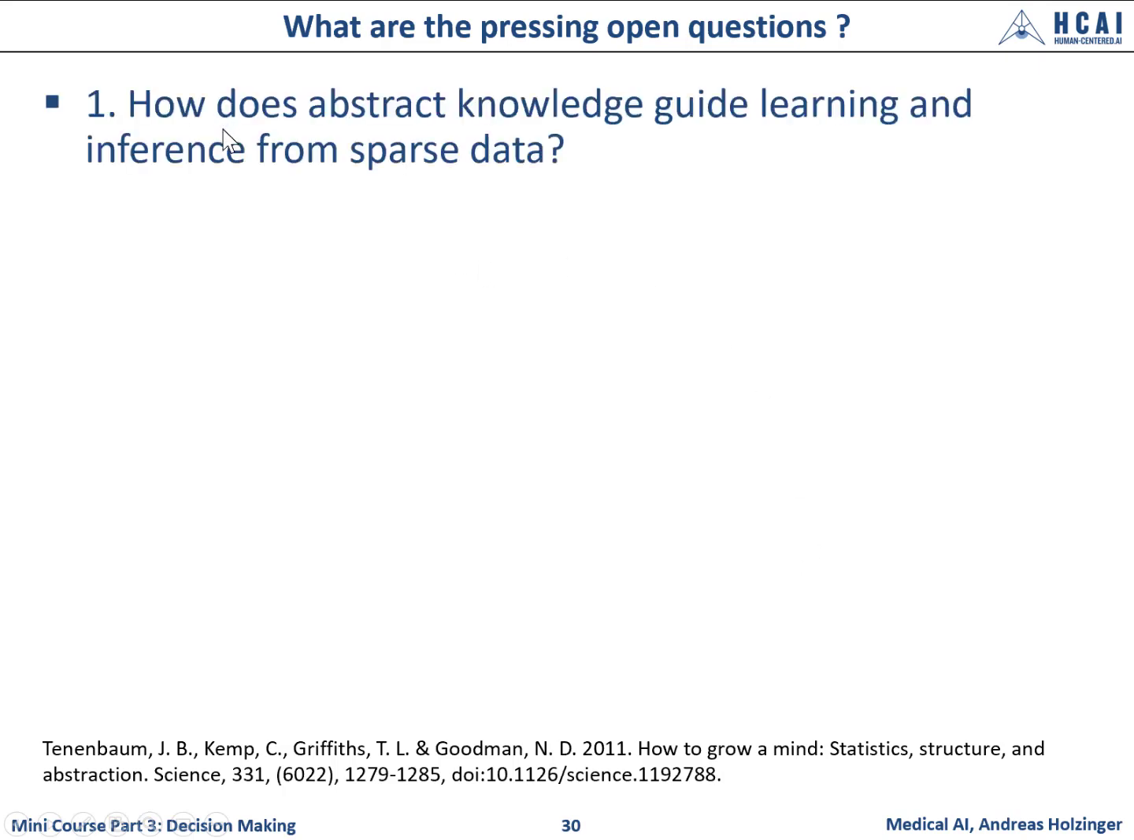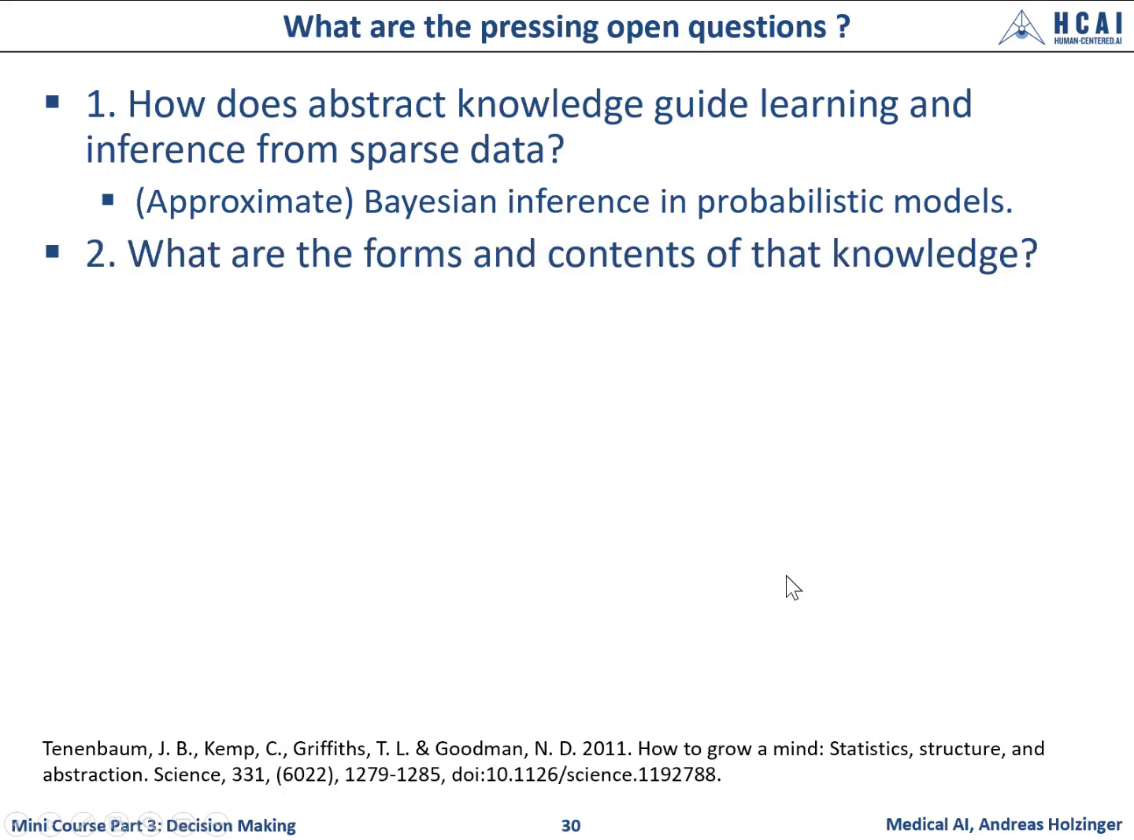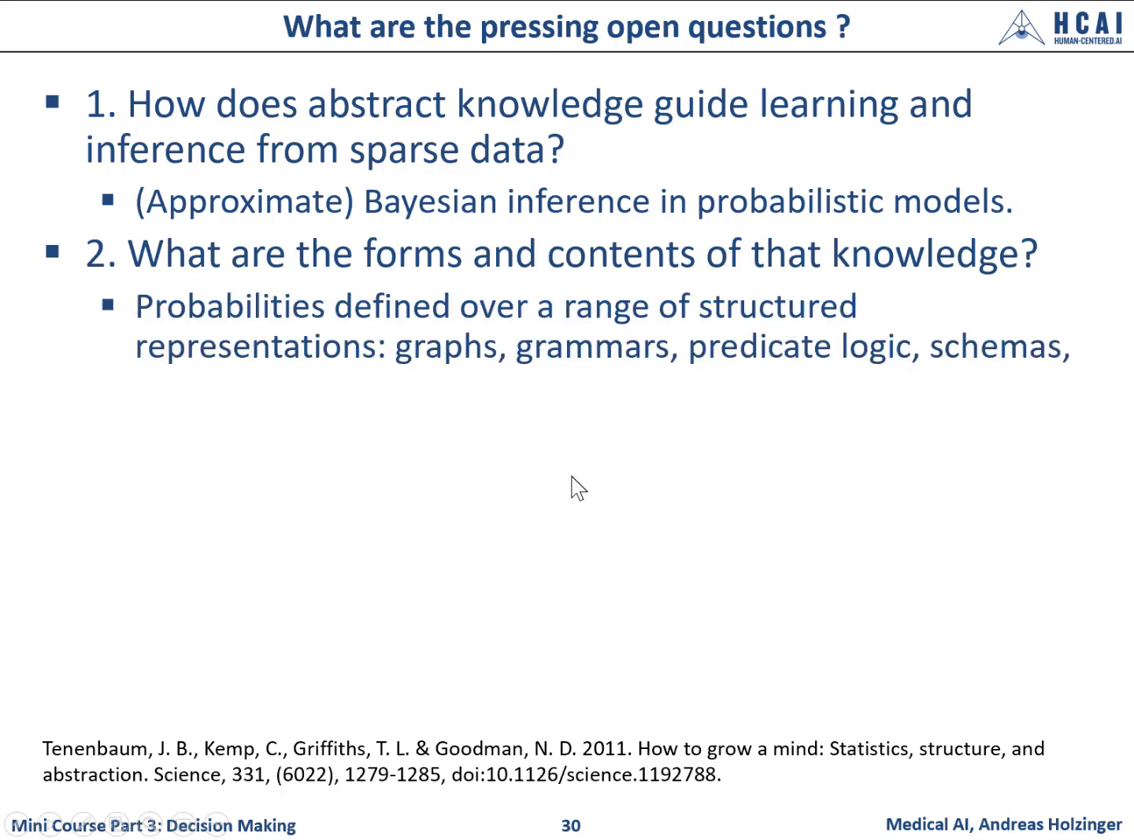For example, the first is, how does abstract knowledge guide learning and inference from sparse data? We have heard about this already. So approximate Bayesian inference in probabilistic models is one answer. And what are the forms and contents of that knowledge is the next question. So probability is defined over a range of structured representations, for example, as we have seen before, graphs, trees, or grammars, predicate logic, schemas, and so on.